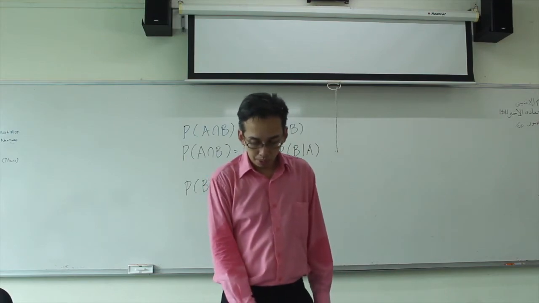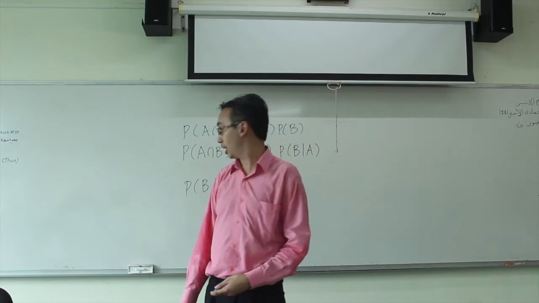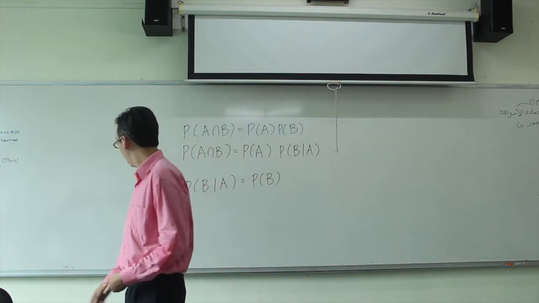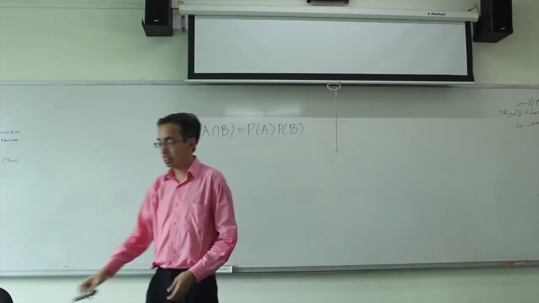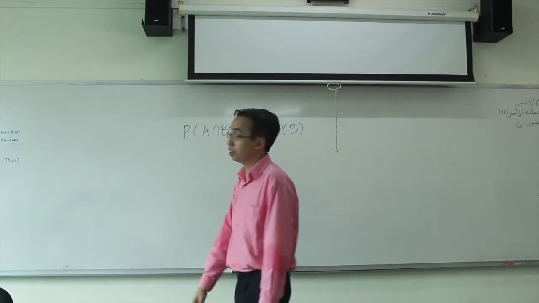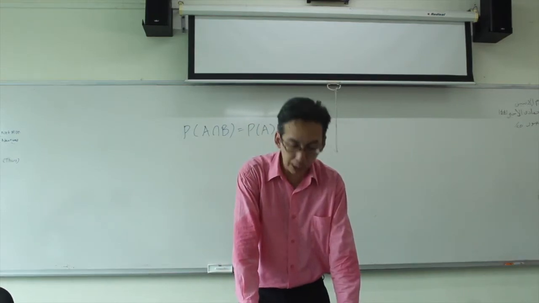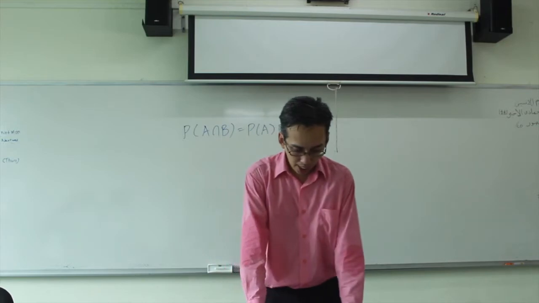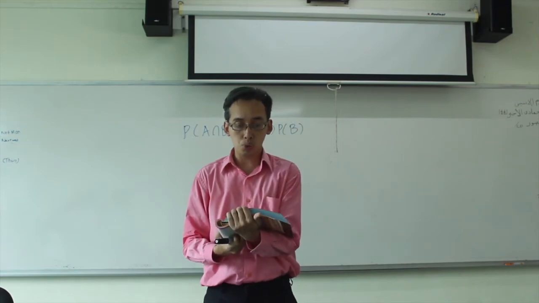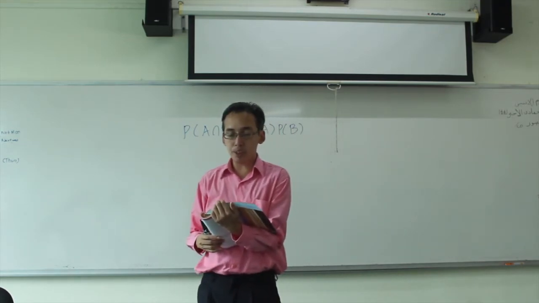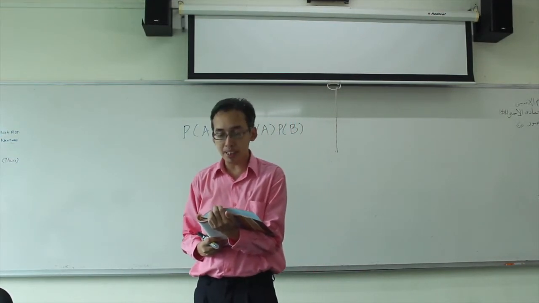We'll take a look at a few worked examples first. I need to turn to page 526, while I erase the board. Our focus now will be on this particular identity. Let's look at page 526, worked example 17.9 first. You're given probability A is 0.5, probability B is 0.2, and probability A union B is 0.6. Are the events A and B independent?